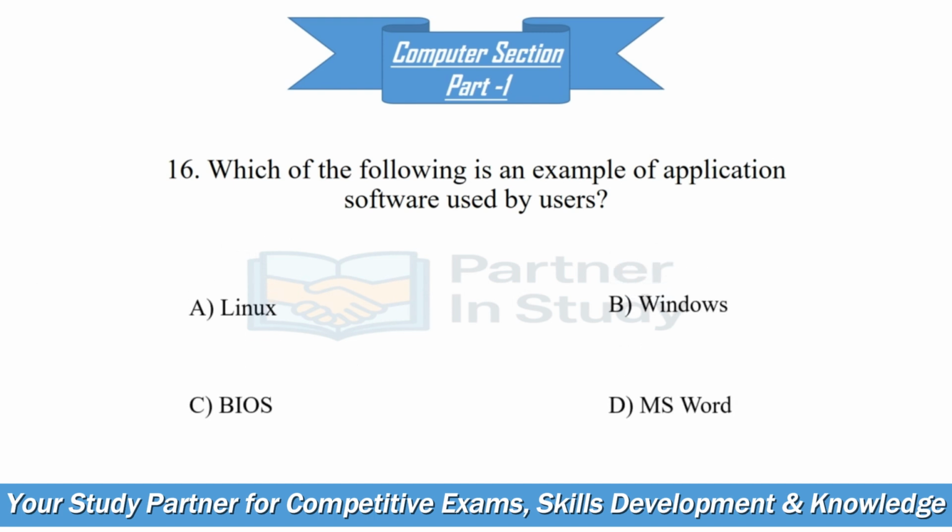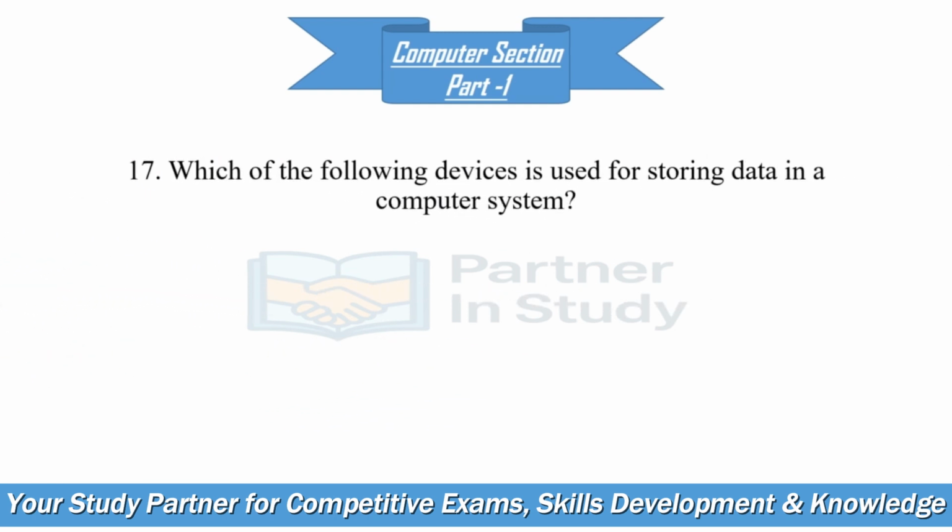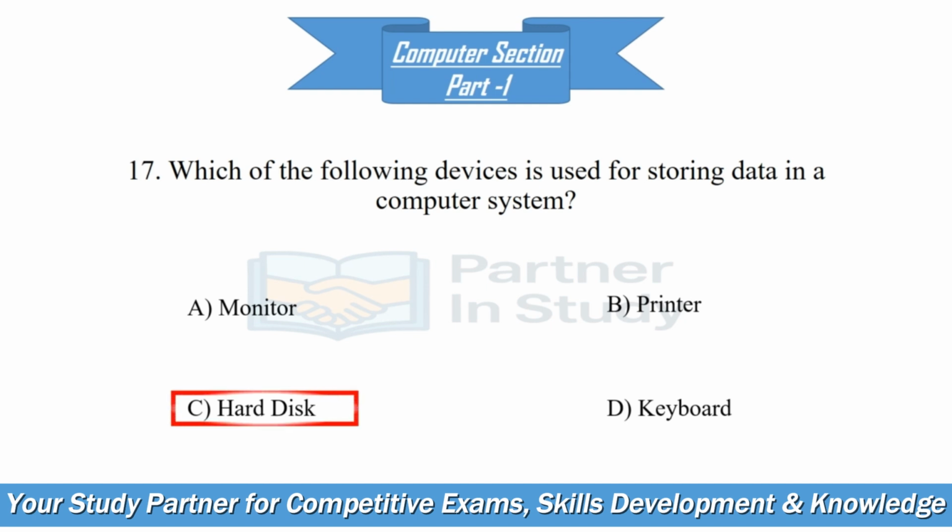Which of the following is an example of application software used by users? The right answer is option D, MS Word. Which of the following devices is used for storing data in a computer system? The right answer is option C, hard disk.